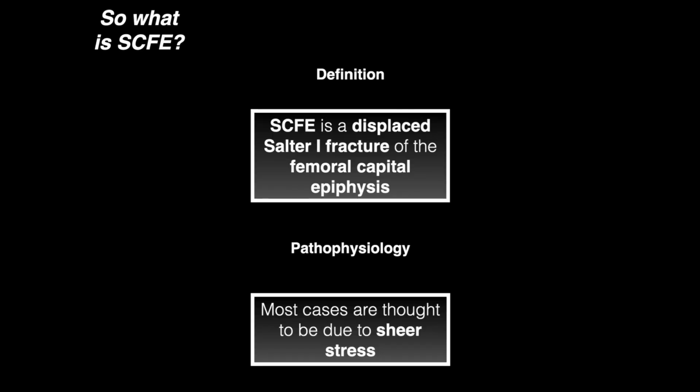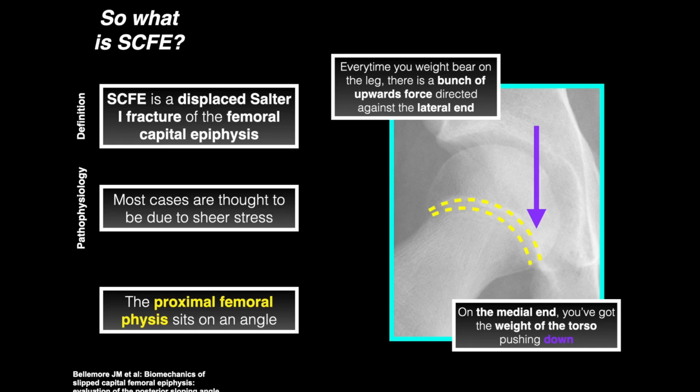So what is SCFE? Slipped capital femoral epiphysis is a displaced Salter 1 fracture of the femoral capital epiphysis. Most cases are thought to be due to shear stress. Every time you weight bear on your leg, there's upwards force directed against the lateral end, and on the medial end, you have the weight of the torso pushing down. The proximal femoral epiphysis sits on an angle.